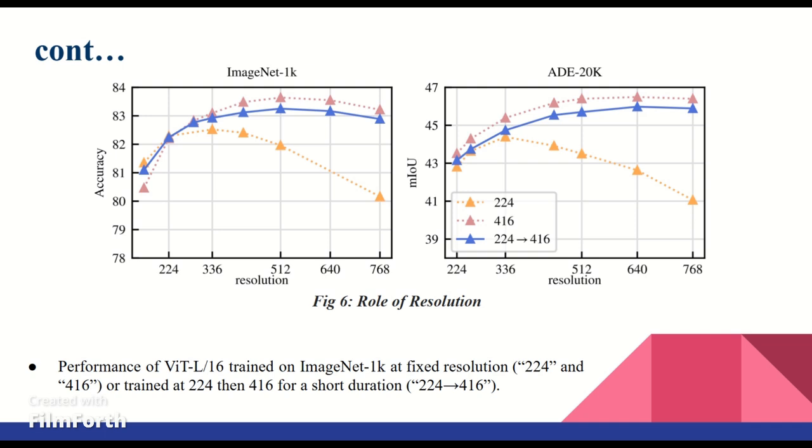So next, here is the role of resolution. Training at high resolution has a high cost. A model trained entirely at 416 pixels does best, but training first at 224 and finishing at 416 gives similar performance at a much lower cost. That's why DINOv2 includes a short high-res finisher stage at the end here.